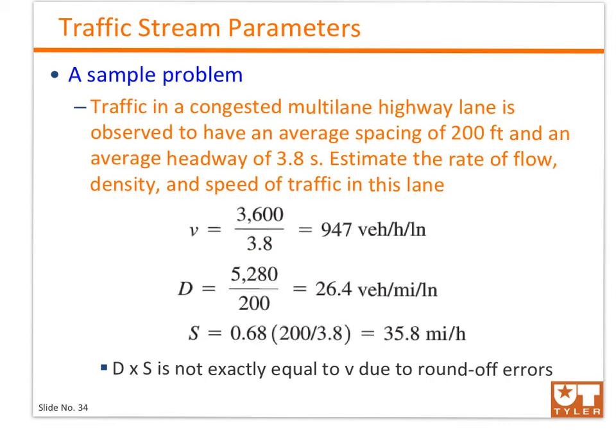Some of you may ask, how about if I multiplied the density times the speed? Shouldn't this give me the rate of flow? In fact, if you do it, it will be very close. If you use your calculator and put 35.8 times 26.4, the answer is 945 vehicles per hour per lane, while here we have 947. So there is a difference of 2 vehicles per hour per lane, and that difference is due to round-off errors, nothing much. But the 3 equations here are really interrelated, and this is how you can double check your answers. If you multiply D times S, it should give you a very good estimate of the flow rate.